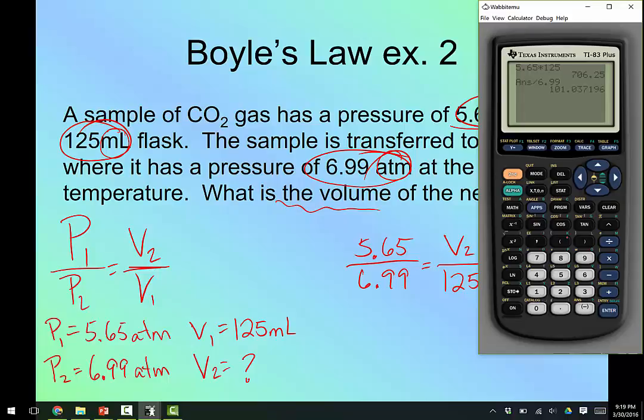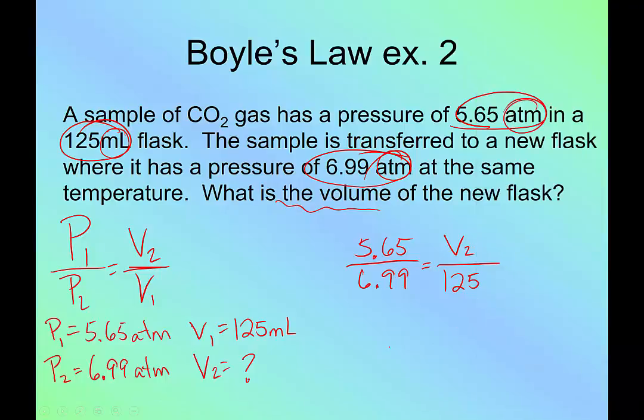Equals 101. And I'm going to stop there because remember, I start counting with the first non-zero and I write down 3 digits. So my first non-zero is that first 1. So I'm going to write 101. So my V2 equals 101 milliliters.